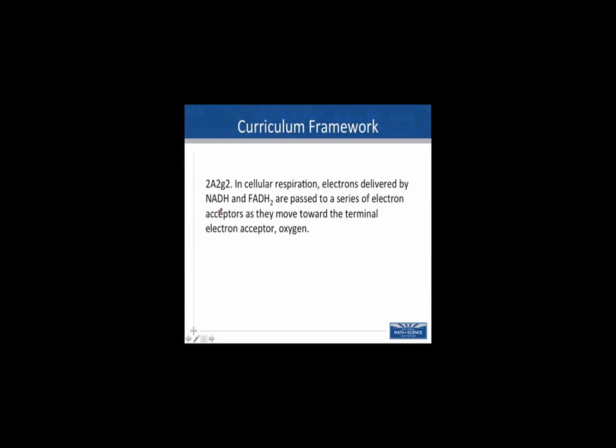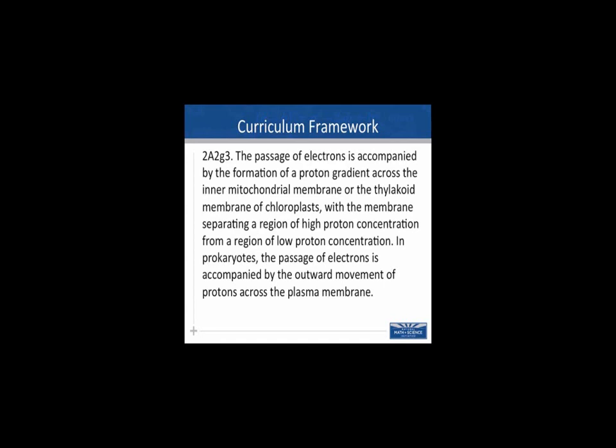Our curriculum framework focuses on your understanding of the role of FADH2 and NADH as those electrons are passed through electron acceptors and eventually ending up in our terminal electron acceptor, oxygen. So as we look at this process, I want you to pay particular attention to the role of oxygen. So the curriculum framework also mentions the proton gradient. This gradient is established in the mitochondrial membrane.